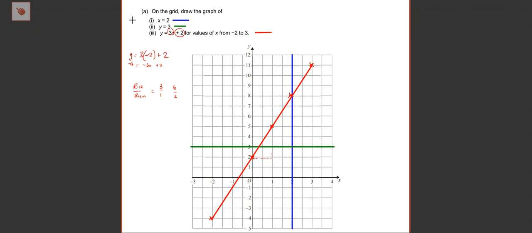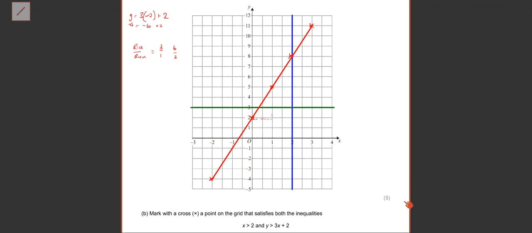So how many marks would you get for that? Let me have a look. So 5 marks. There would be 1 mark for each of the first 2. Then for the final line there'll be a mark for having it cross at the plus 2.